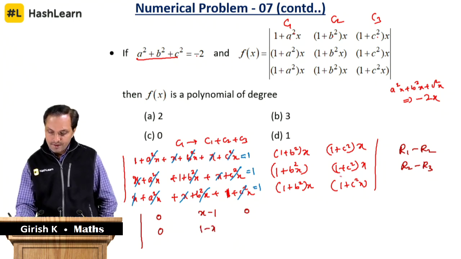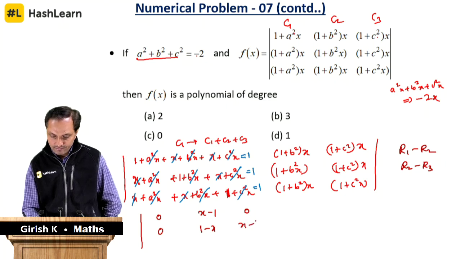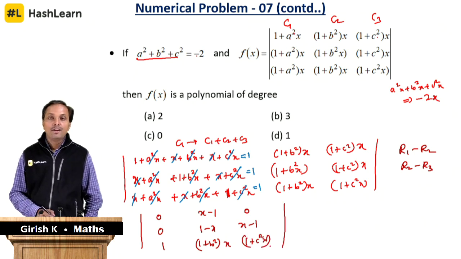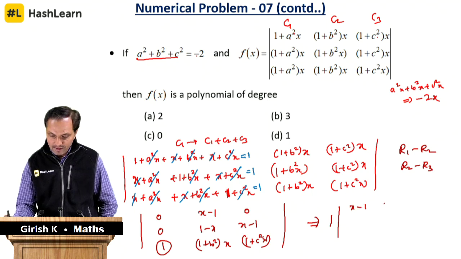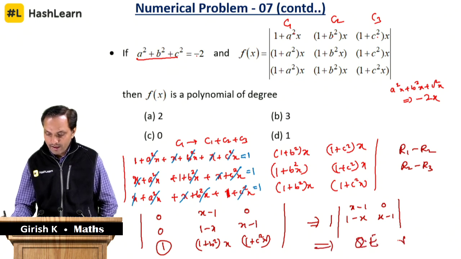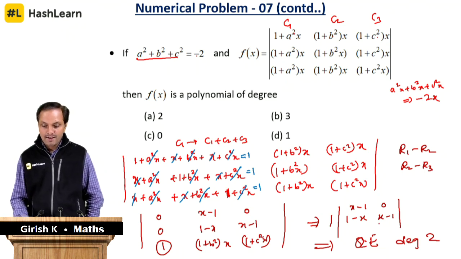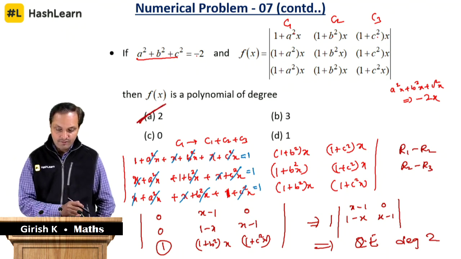that will give you x minus 1, and this is 1 plus b square into x, 1 plus c square into x. By looking at this you can observe, if you expand along this element, that is 1 into the determinant of x minus 1, 0, 1 minus x, x minus 1. Is it a quadratic equation? Your degree will be 2, because x minus 1 whole square is the answer.